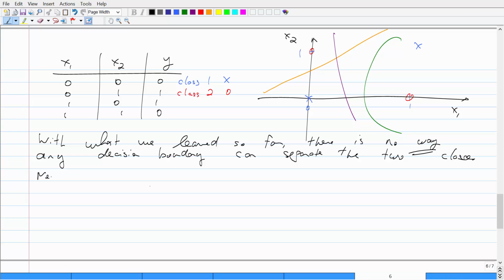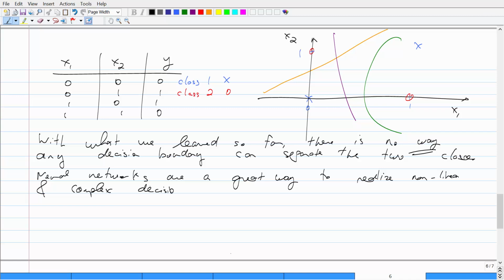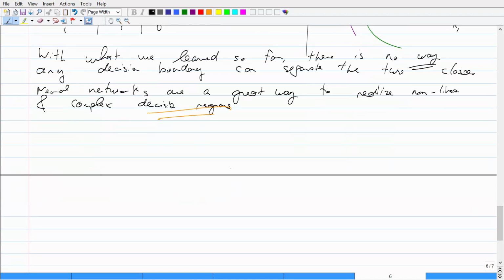All right, so neural networks are a great way to realize nonlinear and complex decision regions. So we're not looking for decision boundaries anymore. We're going to look for decision regions. So if we can realize these, then our problem is solved, right? So something like this could work.